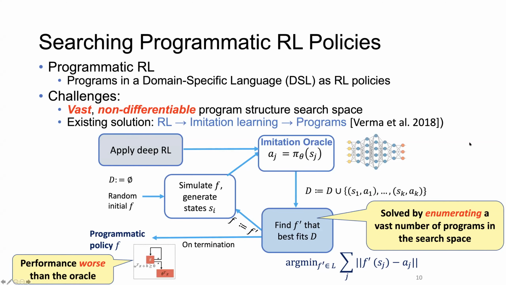Like in the argument. Oh, so L is the space of functions you can get from a context-free grammar. I see. Okay, thanks. Yeah, we want to find one function F from the possible space of functions to approximate a neural network pi theta.